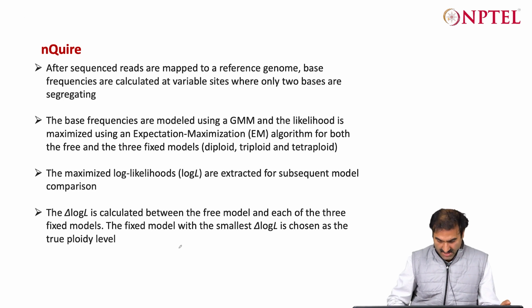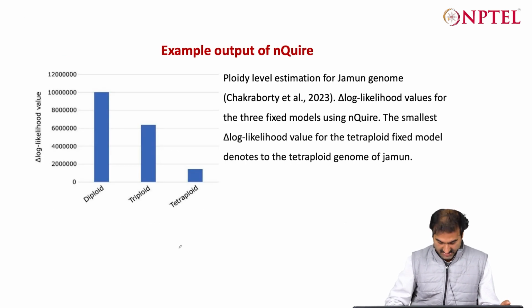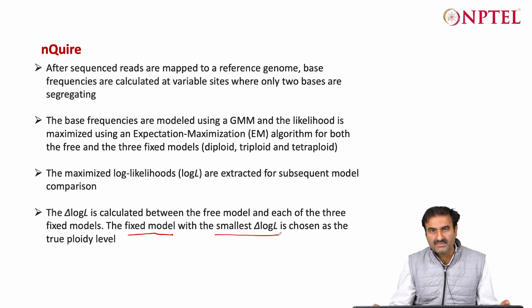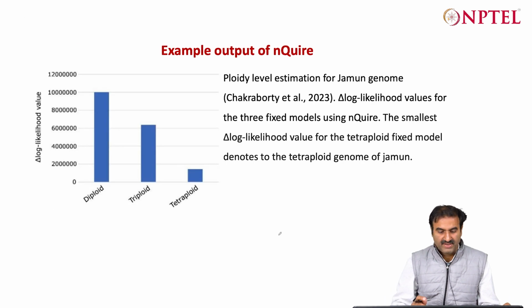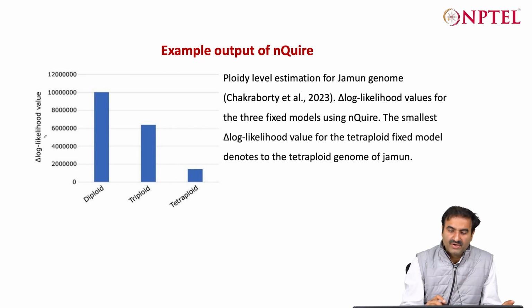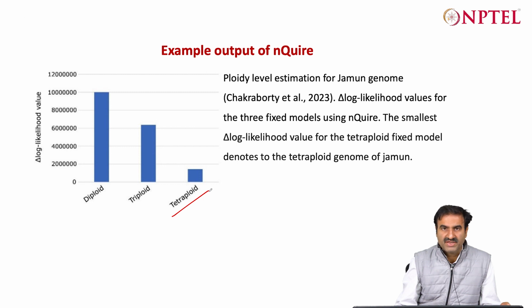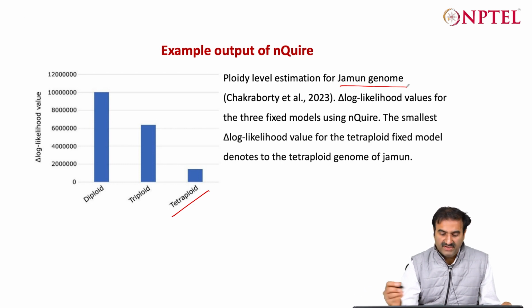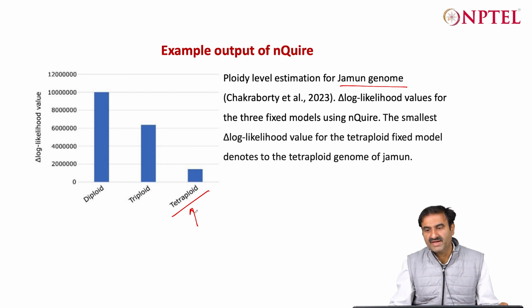If you see here, for example, it compares that with the fixed model, and among the three ploidy levels, diploid, triploid and tetraploid, it says which of these has the lowest log likelihood value. For example, in this you can see it has calculated the log likelihood value, and you can see that tetraploid showed the lowest log likelihood value, for example in case of the Jamun genome, which was recently released. So it will estimate the genome as a tetraploid.